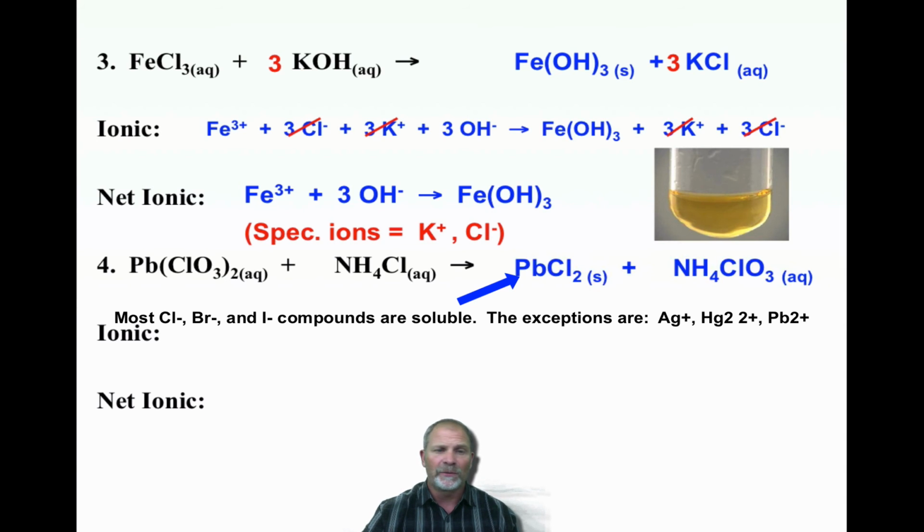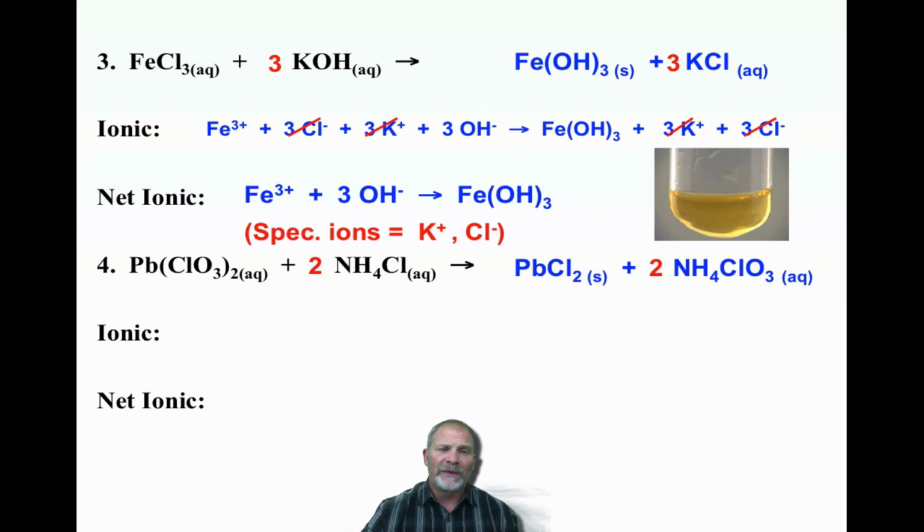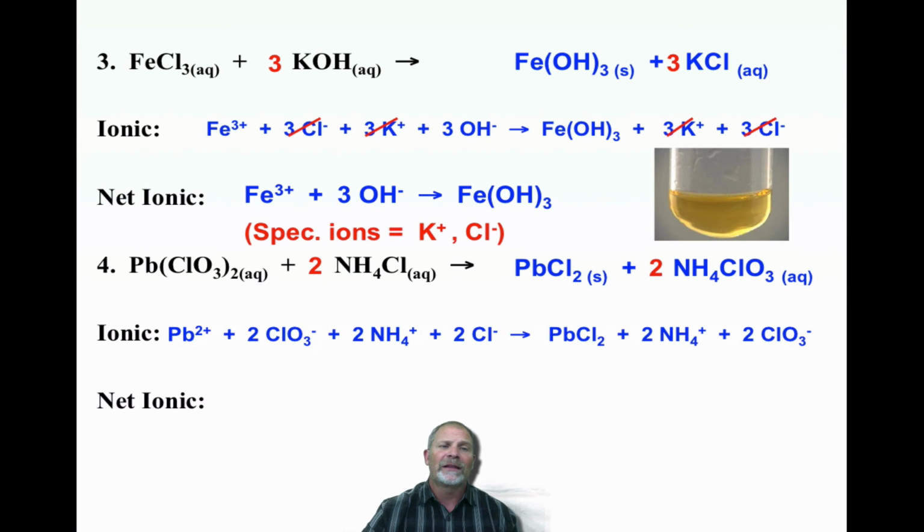It's insoluble. My aqueous gets stripped back down after I balance it. I have 1 lead 2. I have 2 chlorates. I have 2 ammoniums, 2 chlorides, a lead 2 chloride. I have 2 ammonium and 2 chlorates on the other side. So my ammonium and chlorates are both the same on both sides. They are my spectators. Get rid of them, bring everything else straight down, and I have my net ionic.